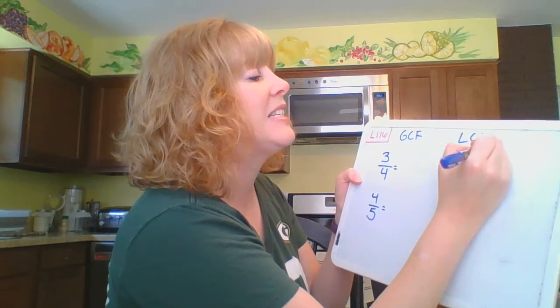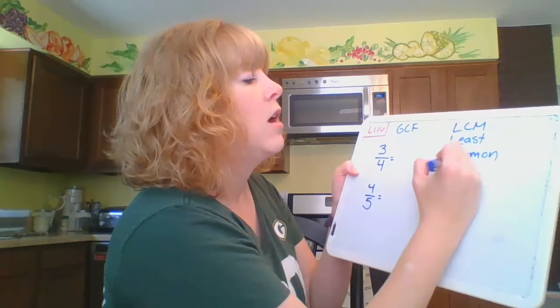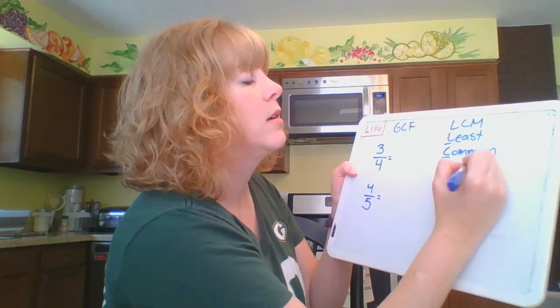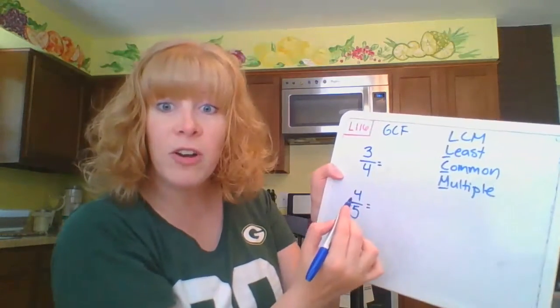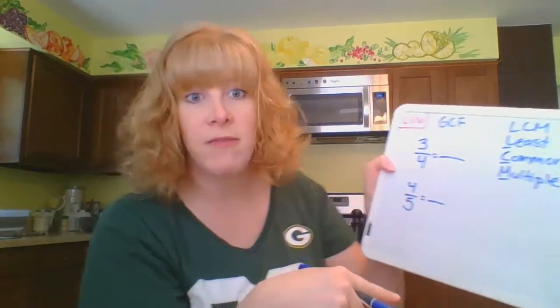LCM is least common multiple. And that's what we're looking for to figure out what our new denominator is going to be. It's going to be the least common multiple of 4 and 5. So remember, a multiple is just a number that you get when you multiply. The multiples of 4 are every number that 4 is a factor of. When you multiply 4 by something, you get a multiple of 4. Same thing with 5. Any number that 5 is a factor of is a multiple of 5, because when you multiply 5 by another number, you get that multiple.